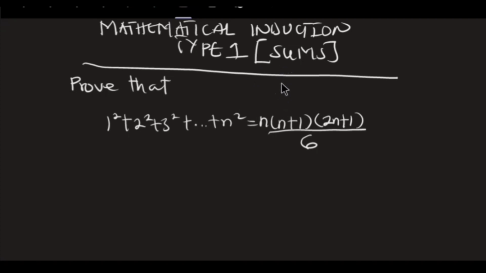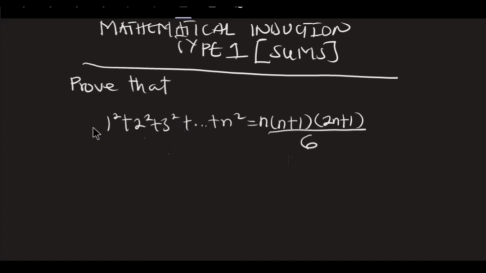In this video, I'm going to take you through type 1 of mathematical induction, and that is sums. Under this, I have a problem. Prove that 1 squared plus 2 squared plus 3 squared plus up to n squared is equal to n multiplying n plus 1 multiplying 2n plus 1, all over 6. This is the mathematical statement we are going to prove using mathematical induction to be true for all natural numbers.